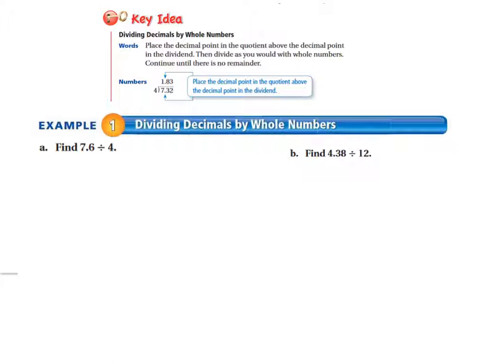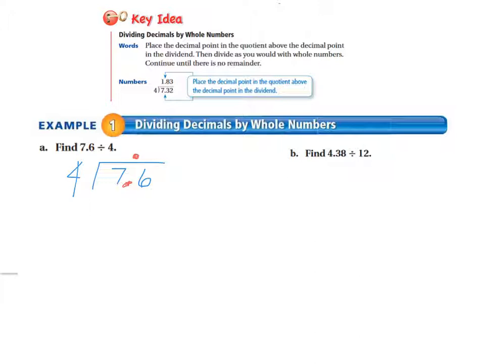And you can see an example there where the decimal in the dividend and the decimal in the quotient are directly lined up. Example 1, dividing decimals by whole numbers. Find 7.6 divided by 4. The decimal in my dividend is between the 7 and the 6, so that is exactly straight above where I'll put it in my quotient.